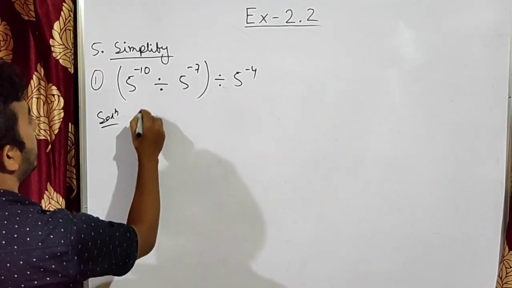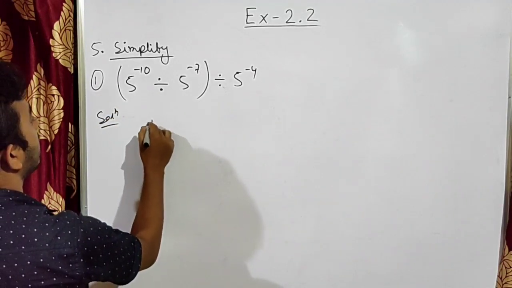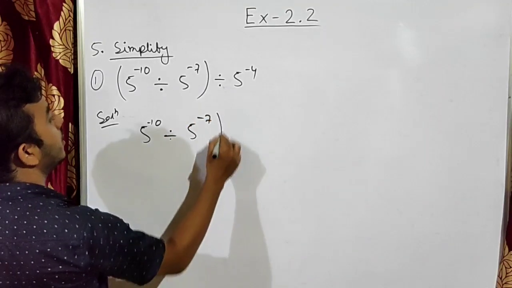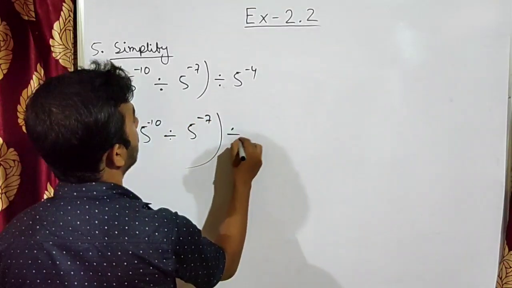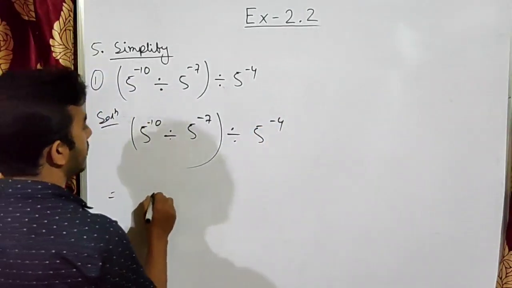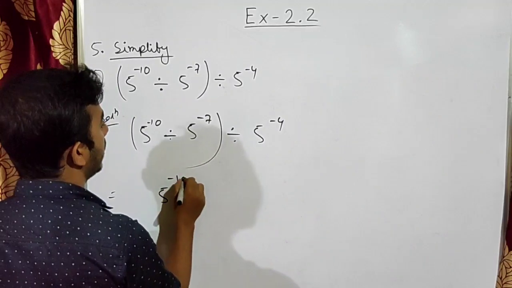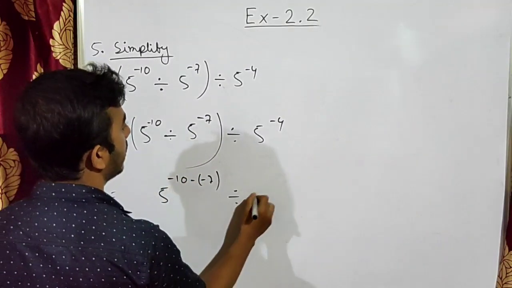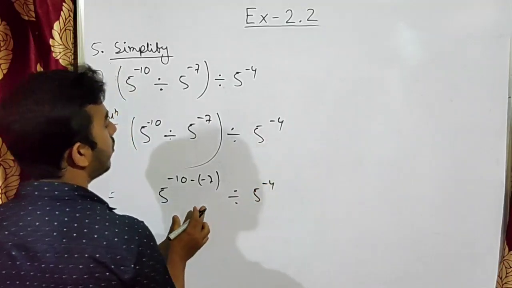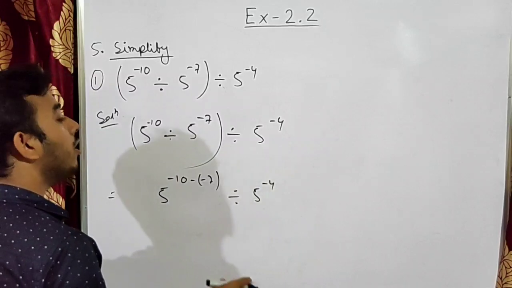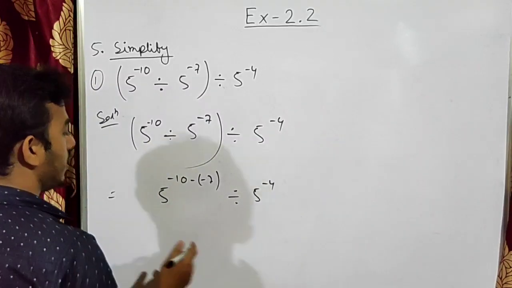Now, 5 to the power minus 10 divided by 5 to the power minus 7, whole bracket, to the power minus 4. Clear? Now this can be written as 5 to the power minus 10 minus of minus 7, divided by 5 to the power minus 4. How? Because a to the power m divided by a to the power n equals a to the power m minus n. Clear?